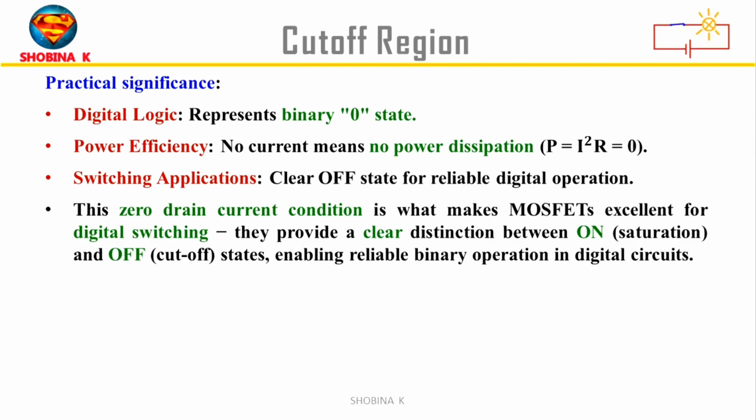And next, switching applications. In digital electronics, we want fast and reliable switching. That means the device should clearly say whether it is on or off. So when a MOSFET is in cutoff region, it gives us a clean off. No current, no signal, no doubt. So it is either fully off or fully on. And that's why MOSFETs are perfect for digital circuits.